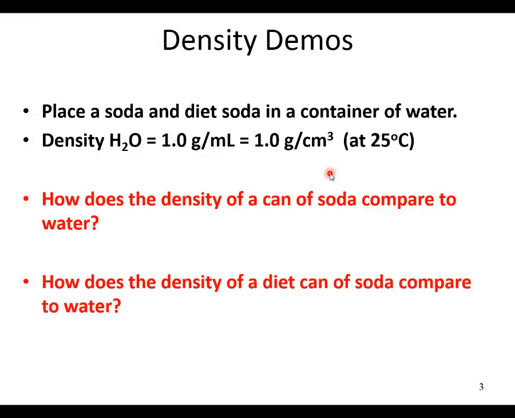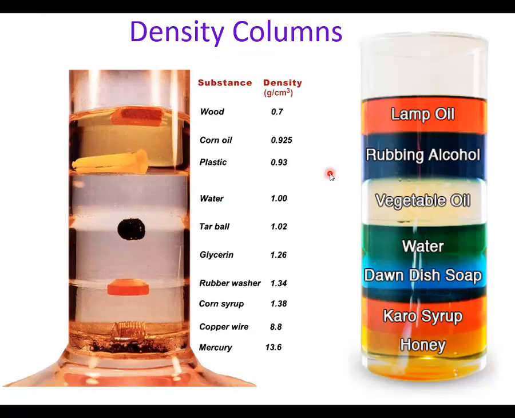Okay, now that we realize that we can make a density column with higher densities at the bottom, intermediate densities in the middle, and the lowest densities on top, we can look at other types of density columns. Let's compare some of these here. So I've shown a simple density column that shows you that honey is more dense than Karo syrup, which is more dense than Dawn dish soap, which is more dense than water, which is more dense than vegetable oil, which is more dense than rubbing alcohol, which is more dense than lamp oil, and all of these are more dense than the gases in the atmosphere above the column.